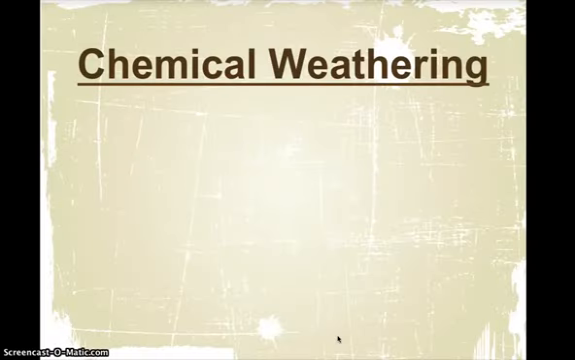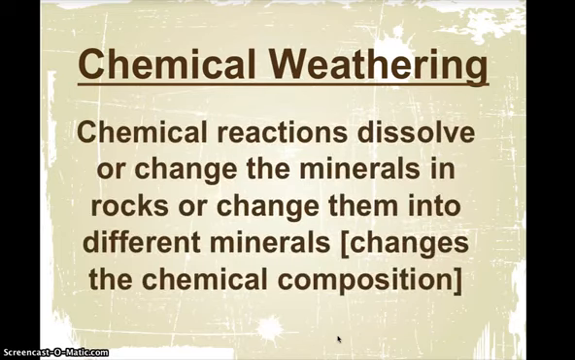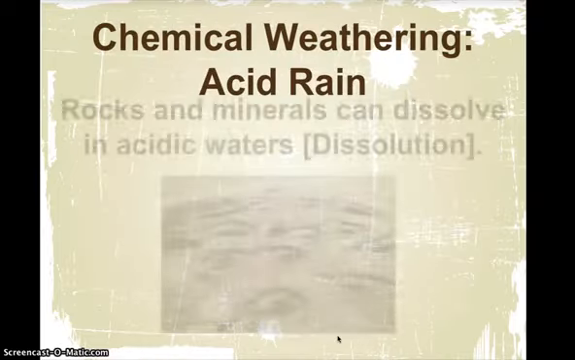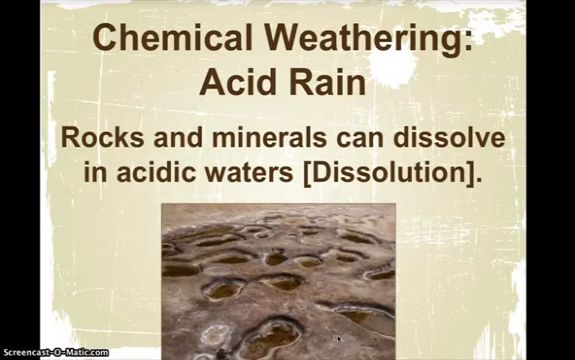So now let's look at chemical weathering. Chemical weathering is a lot different because chemical weathering actually changes what the rock is made of. Some sort of chemical reaction happens and it dissolves or changes the minerals in the rock and changes them into different minerals. So it changes the chemical composition. Acid rain is an example. If there's any acids in the rain and it makes it acidic, when that rains, it's going to cause the rocks to actually dissolve and turn into different rocks.